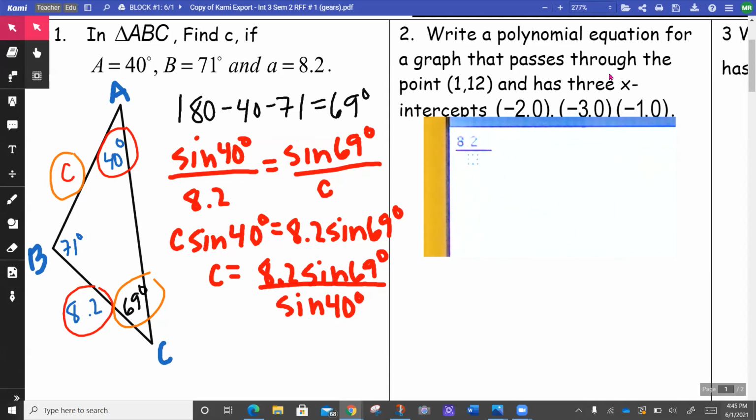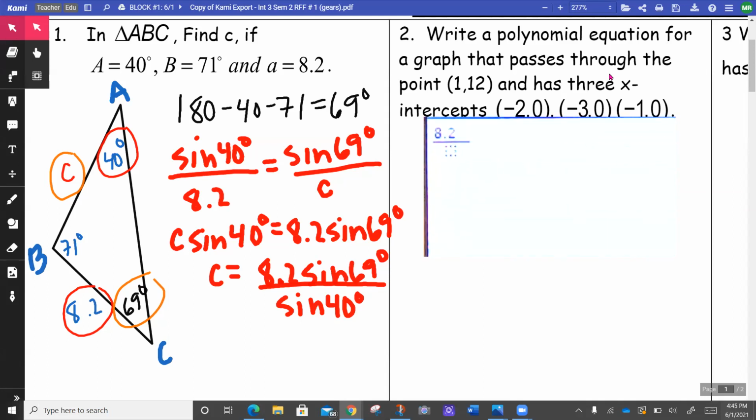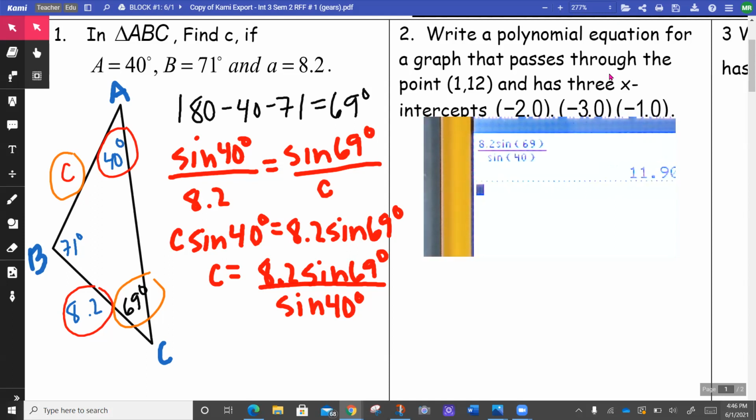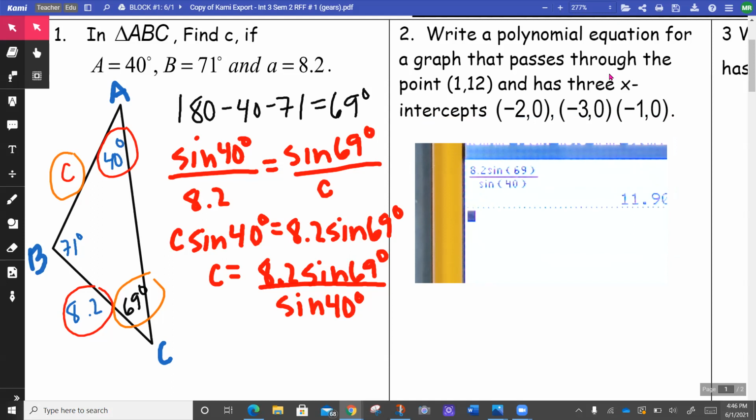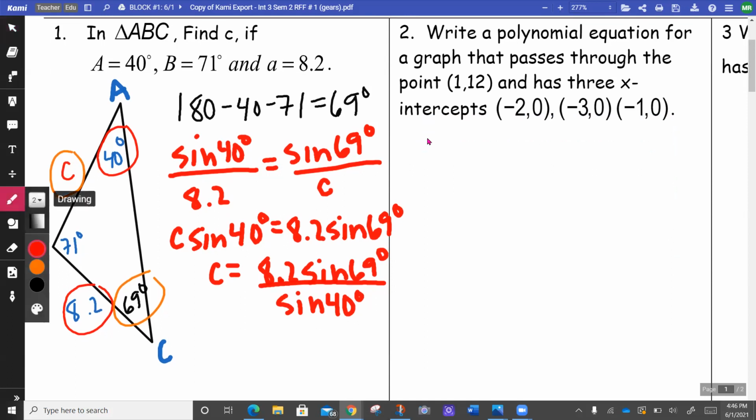Okay. Just trying to get this better. 8.2 sine of 69 degrees over sine of 40 degrees. And I end up with 11 point, let's say 9 as my answer. So 11.9. So C back here, C is going to be 11.9.